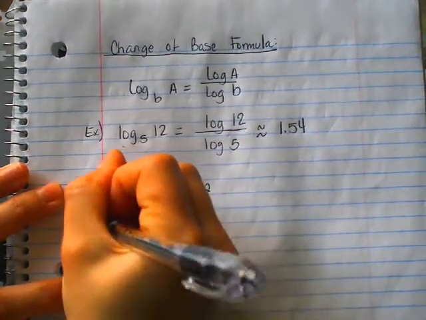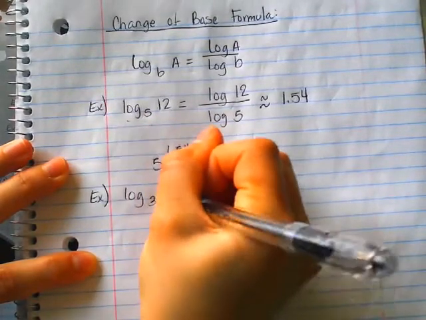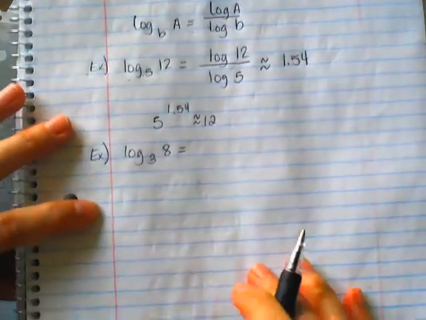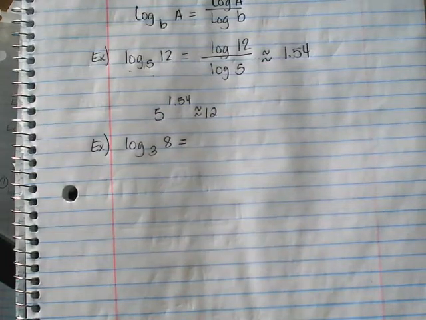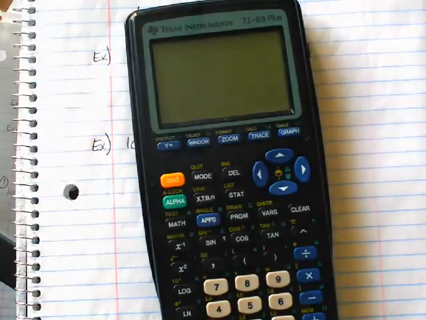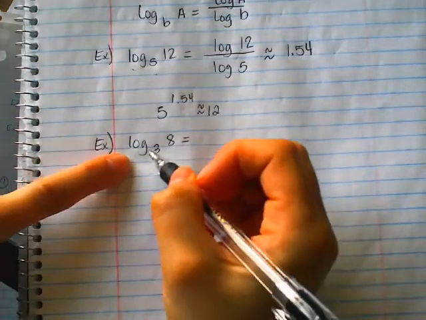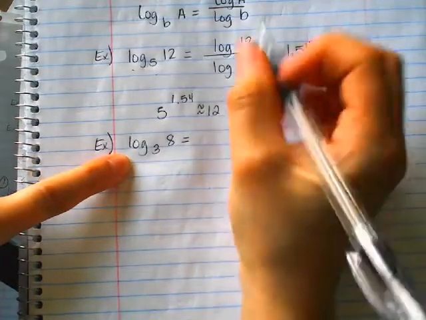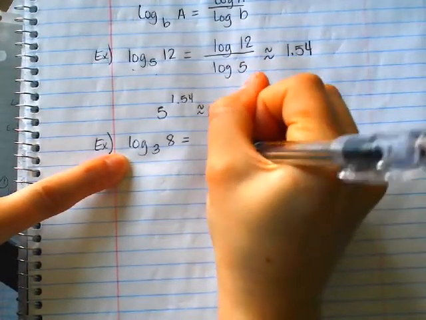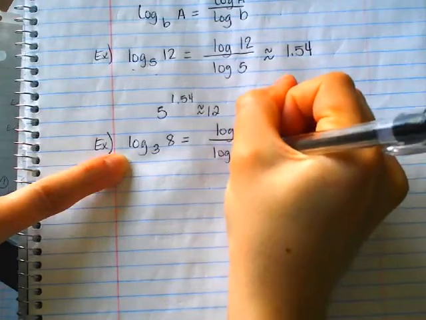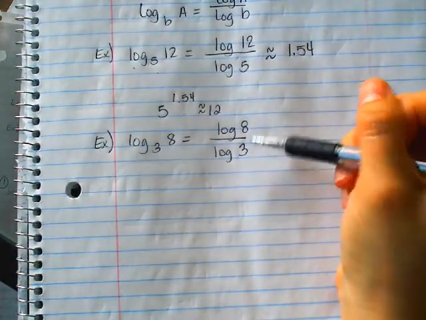Okay, last one for today. You're given log base 3 of 8. And once again, you do not have the ability to find base 3 in your calculator. You only have one log, and it's the common log, base 10. So we're going to use the change of base formula to convert this into a common log by taking the common log of the argument over the common log of the base. And it's always argument over base, think alphabetical order, A over B.